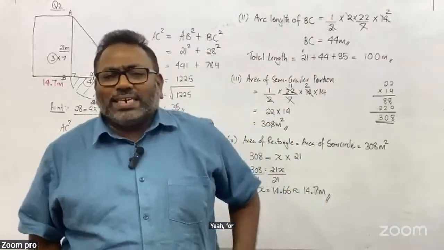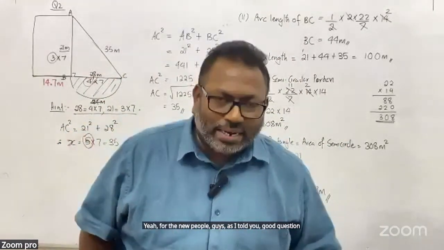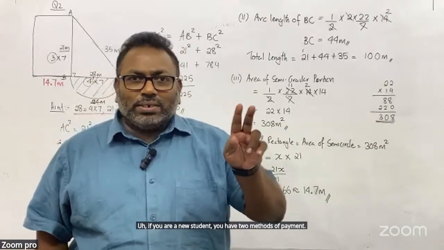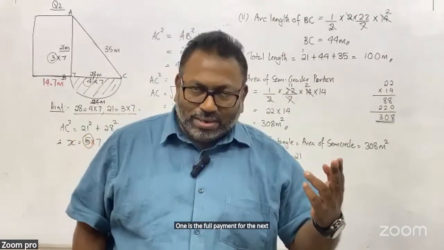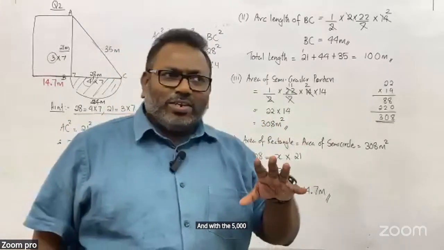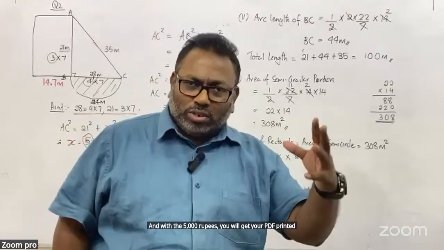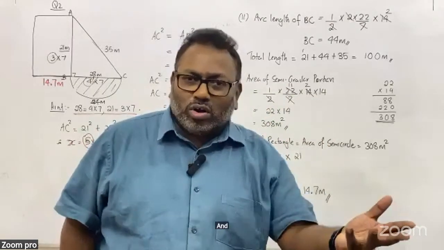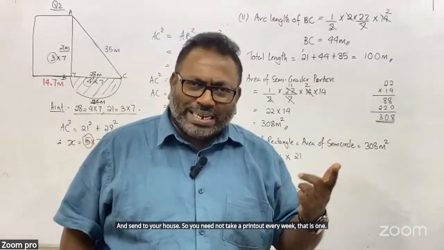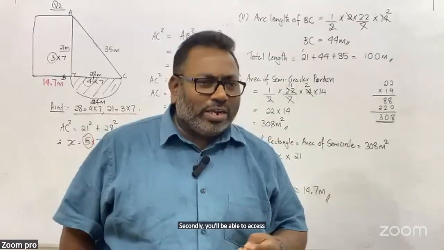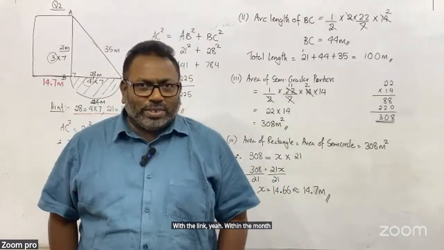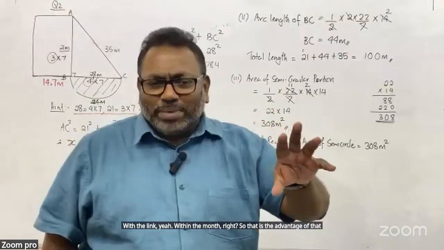Yeah, for the new people, guys, as I told you, a good question, I'll just reiterate that. If you're a new student, you have 2 methods of payment. One is the full payment for the next 3 months, which is going to be 5,000 rupees. And with the 5,000 rupees, you will get your PDF printed and sent to you. The tutes will be printed and sent to your house, so you need not take a printout every week. That is one. Secondly, you'll be able to access your recordings. Is that correct? With a link. Yeah, within the month. So that is the advantage of that, and it is coming at a lesser price.